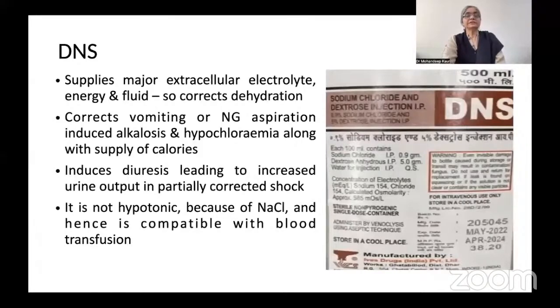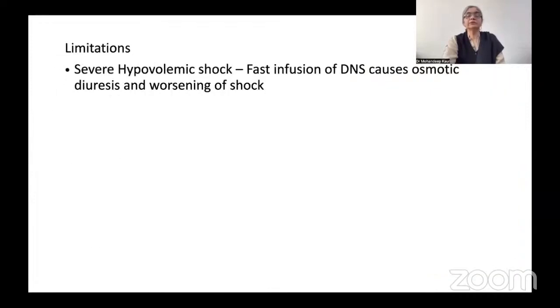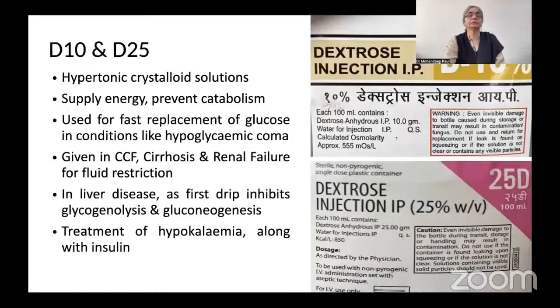Next, crystalloid, DNS. Combination of dextrose with normal saline. It supplies major extracellular electrolyte, energy, and fluid, so corrects dehydration. It corrects vomiting or aspiration-induced alkalosis and hypochloremia along with supply of calories. Induces diuresis leading to increased urine output in partially corrected shock. It's not hypotonic because of sodium chloride and hence is compatible with blood transfusion. Limitations being severe hypovolemic shock, fast infusion of this causes diuresis and worsening of shock.